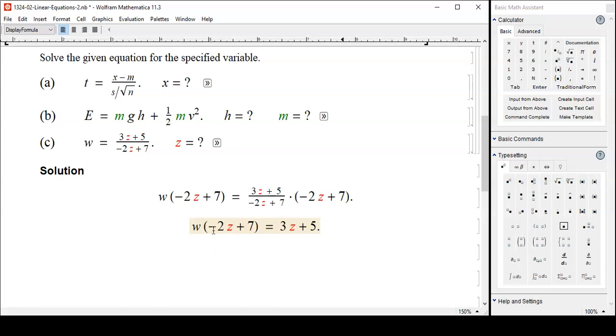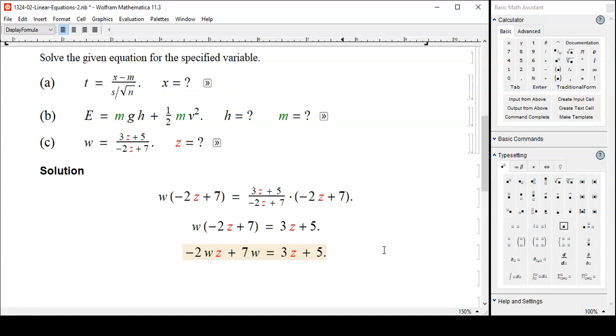Look at this parenthesis here, z term, and then this is not z term. So this is not one entity here. We must break up. Negative 2wz plus 7w if I distribute this w, and the right-hand side is 3z plus 5. Again, I'd like to remind myself that I'm looking for z. Okay, step 1, denominator, check. Step 2, parentheses, check. Now step 3, like terms.